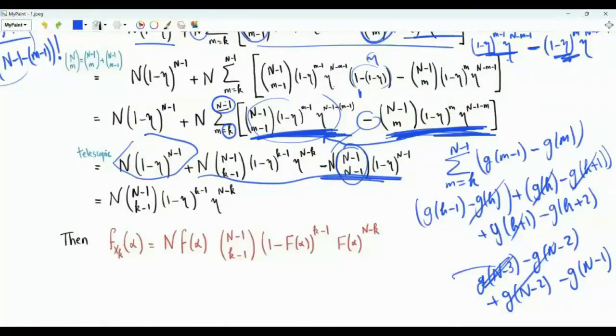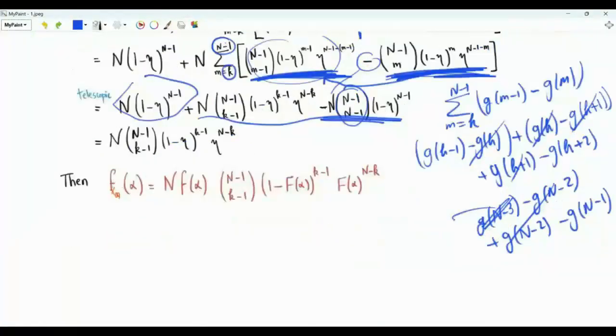Now we can write down an expression for the PDF of the kth largest random variable among those n i.i.d. random variables x1, x2 to xn. The PDF is f of alpha, and then we take this expression and write it replacing eta by the CDF. Here is a shortcut to write down the PDF of the kth largest random variable directly.